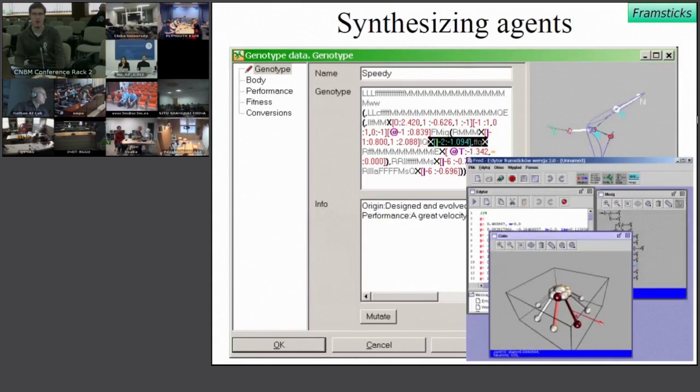Now I will say a few more things about some of those possible experiments. The first one is synthesizing agents. There are two main ways to create such an individual in the Framsticks environment. The first way is to evolve it, just using evolution. The second way is to make it from scratch using the Framsticks editor. The screen here is from an older version of the editor. The current version is web browser based.